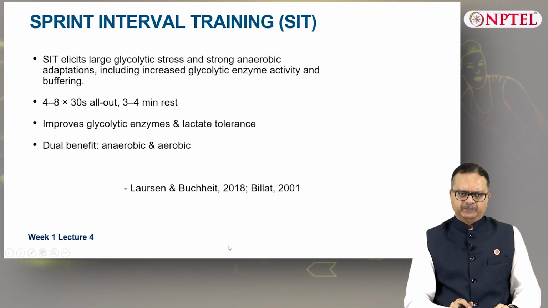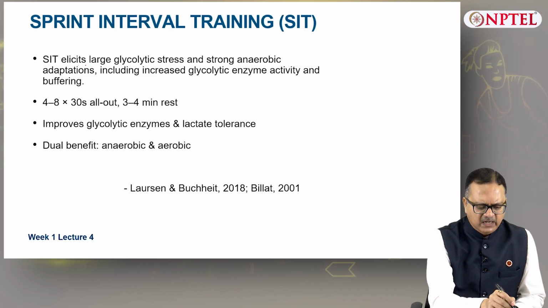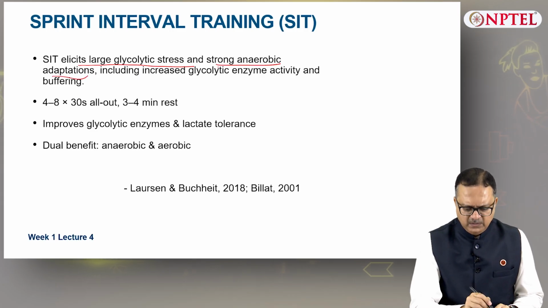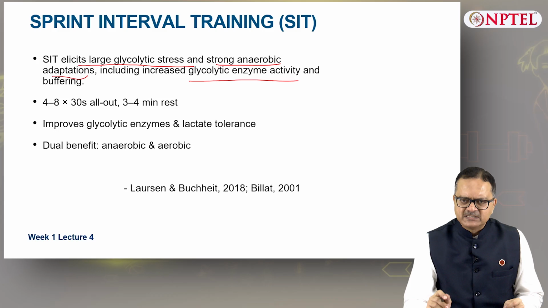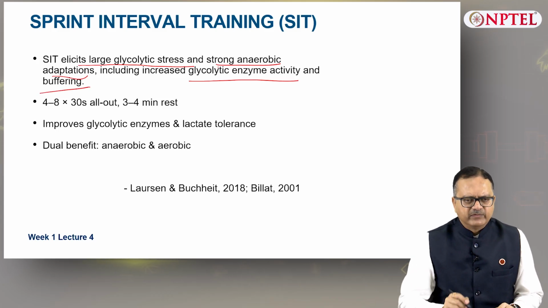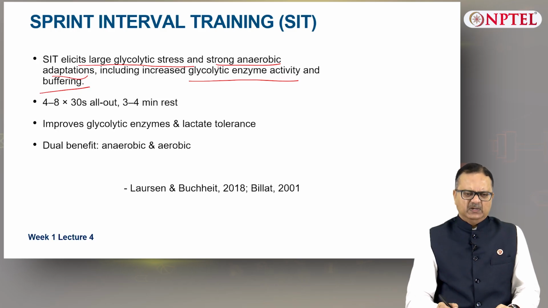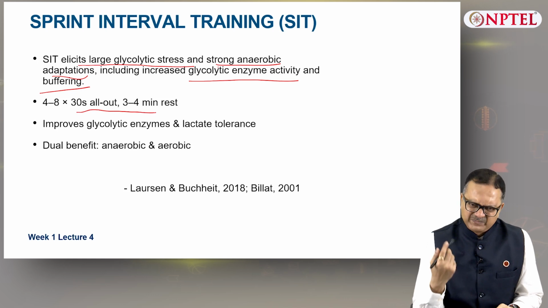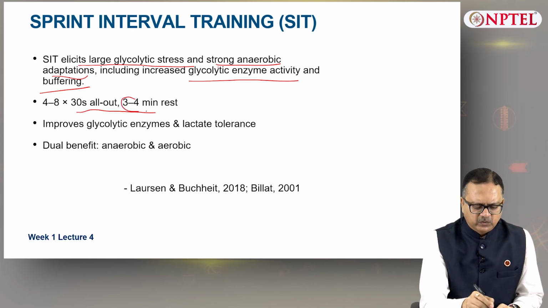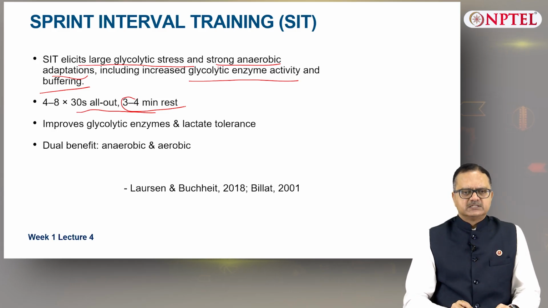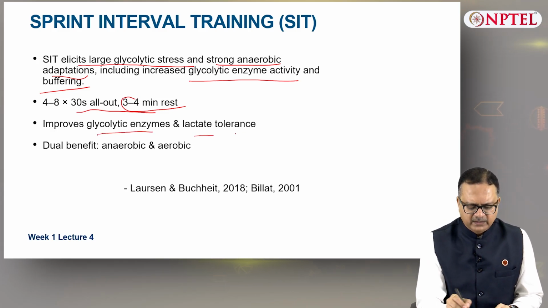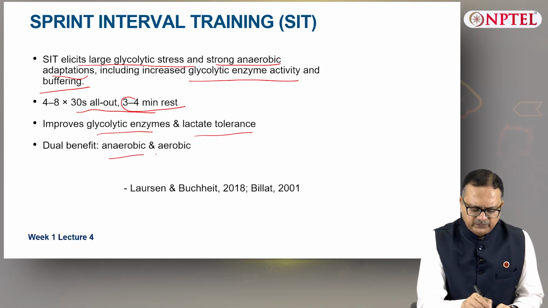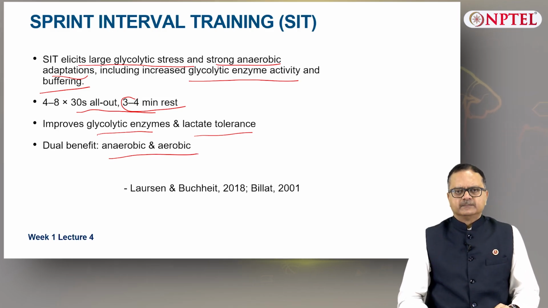Sprint interval training. This elicits large glycolytic stress and strong anaerobic adaptations by increasing the glycolytic enzyme activity and improving the buffering capacity of the blood. How do you do it? 4 to 8 30-second all-out sprints, jumps, whatever, with 3 to 4 minute rest. This improves the glycolytic enzymes and lactate tolerance. There is a dual benefit of anaerobic and aerobic.